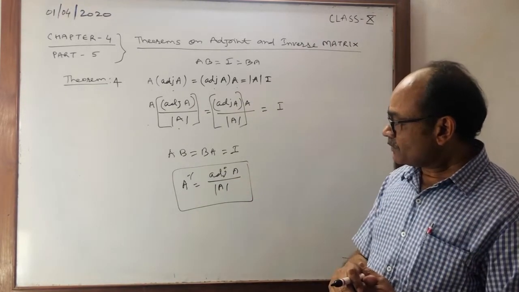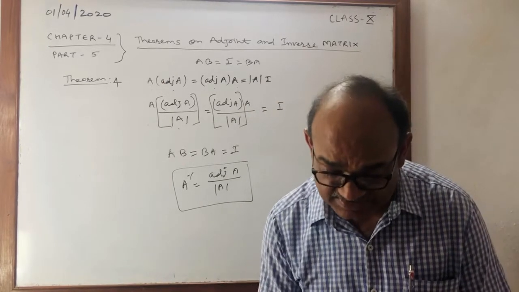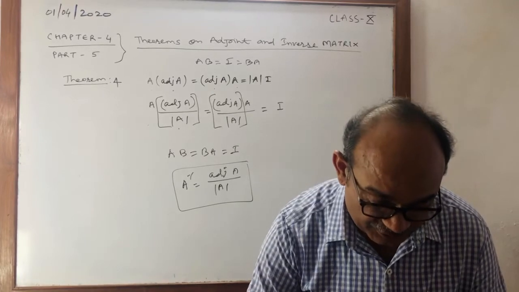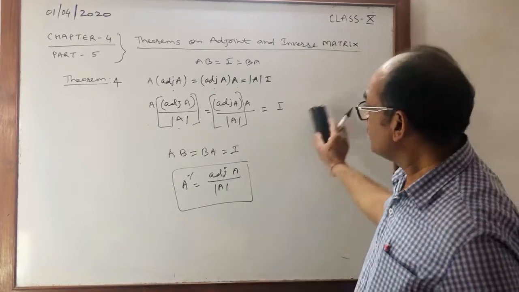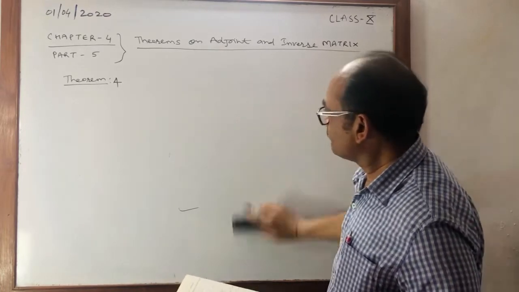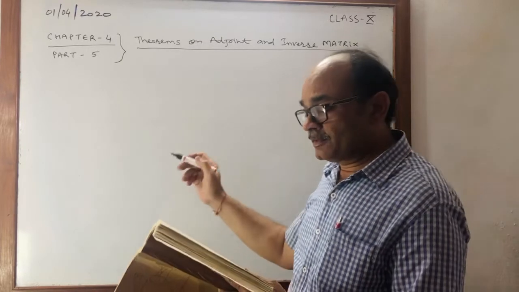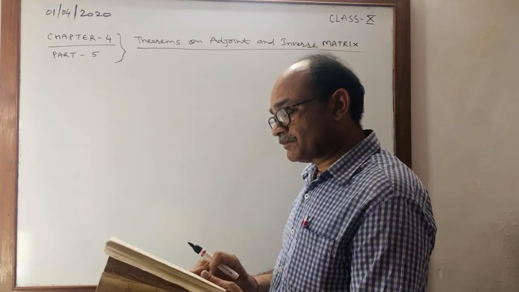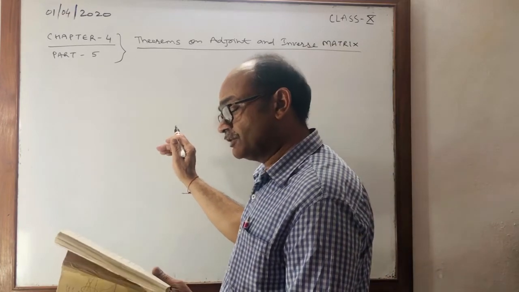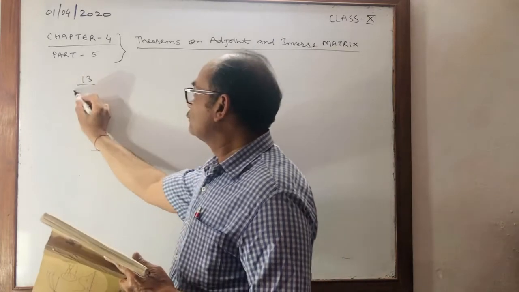Now, some problems based on adjoint and inverse, say exercise number 4.5. Write down question number 14 or 13, first 13, page number 132.